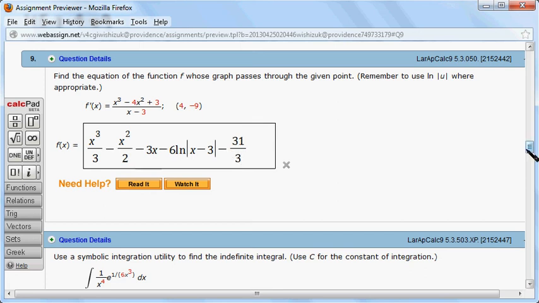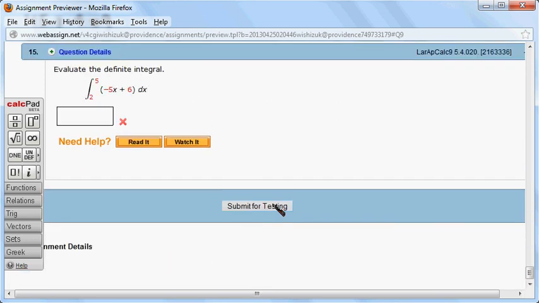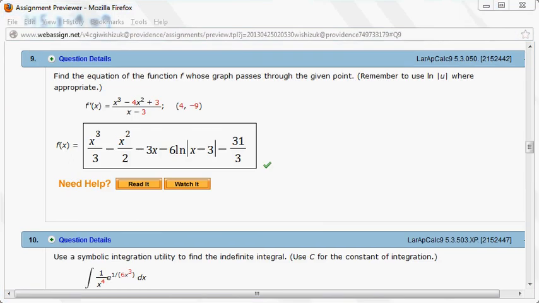All right, let's check the answer. It came back and looks like we did this one correctly. All right, that's it. I hope that this was clear.